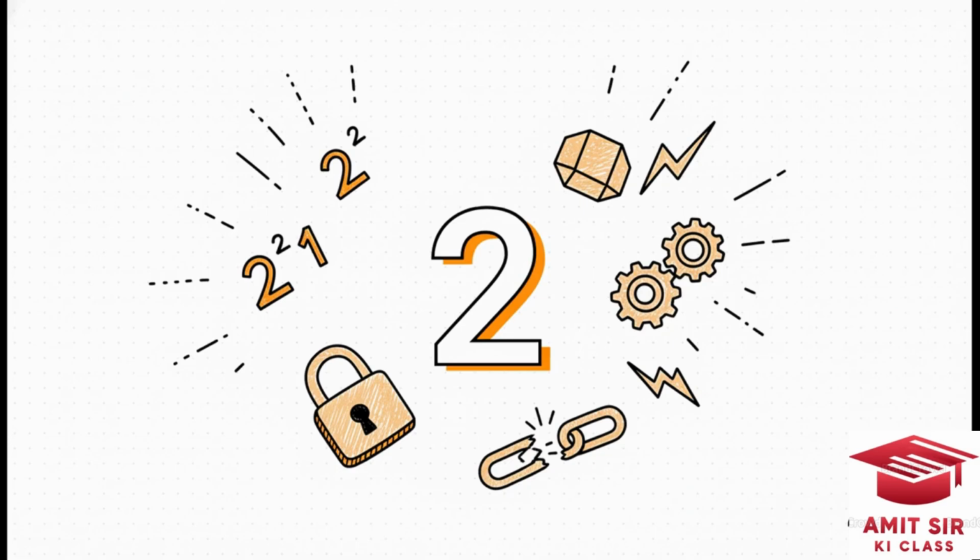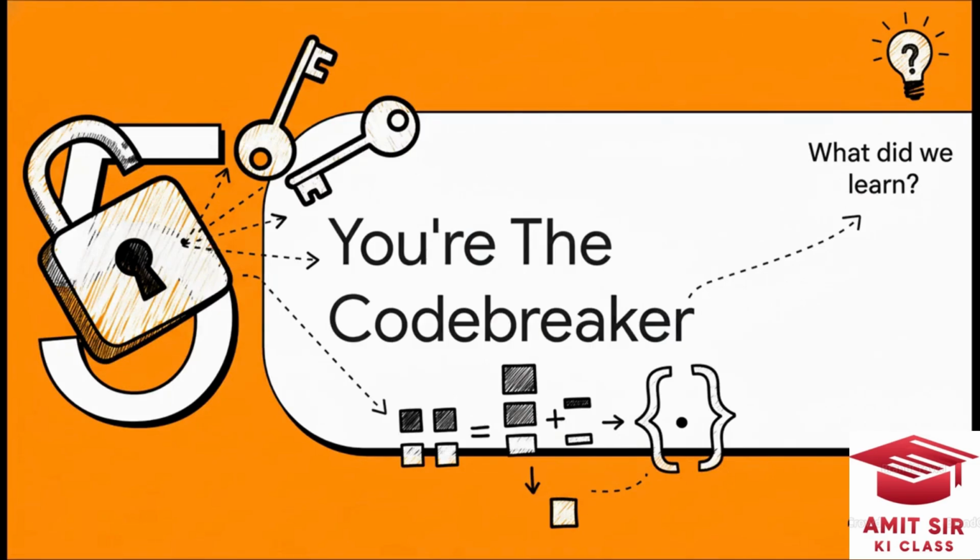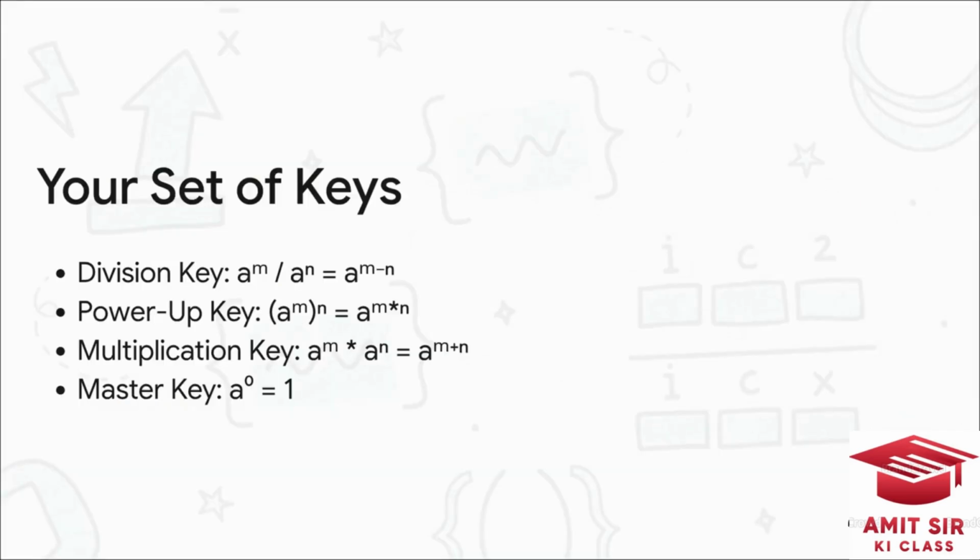Another code cracked. So, what's the big takeaway from all this? It's simple. You are the code breaker now. You have this powerful set of keys that lets you take something that looks impossibly complicated and make it simple. Let's review your new toolkit. You've got the division rule to get rid of fractions, the power of a power rule for those stacked exponents, the multiplication rule to bring everything together, and of course, the ultimate problem solver, the zero exponent rule.